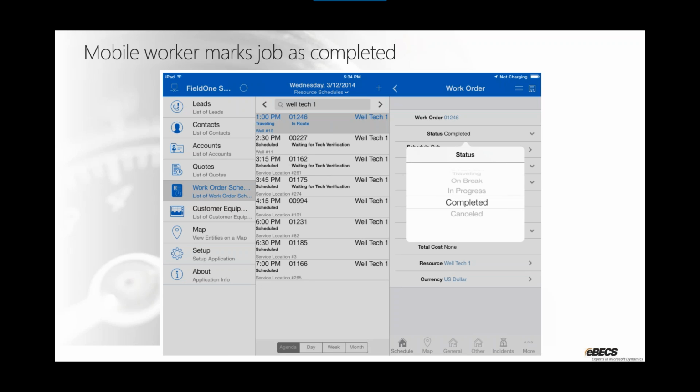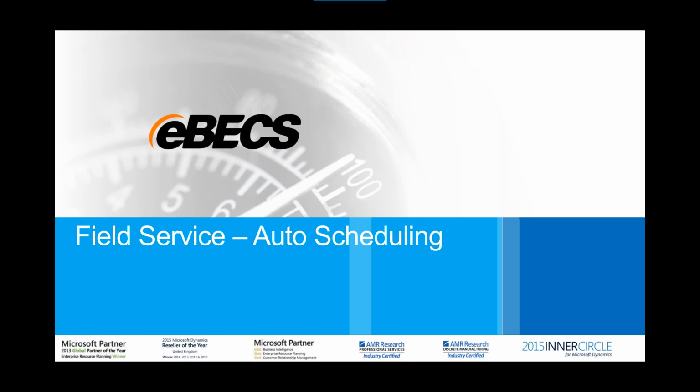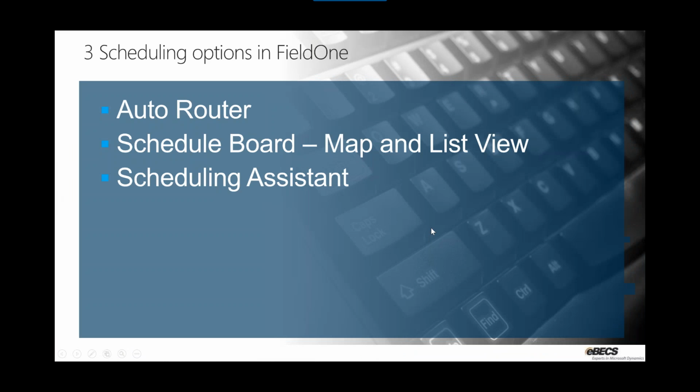Okay, moving forward. Just to explain some of the scheduling concepts that are available. We have the schedule board, which you saw. I showed you the schedule board, and we can move things around and add jobs and things like that. We also have a schedule assistant that allows you to schedule one-off jobs. And then we have the auto router, or routing optimization engine.